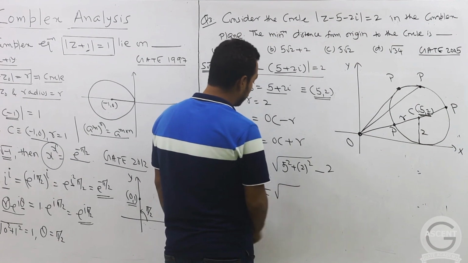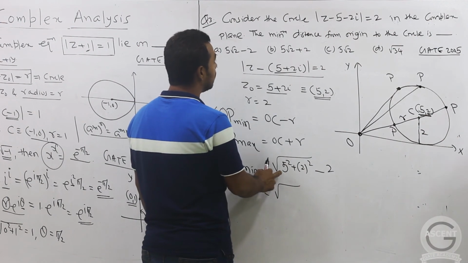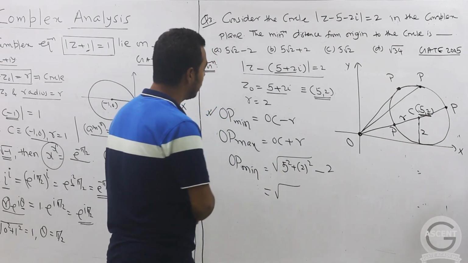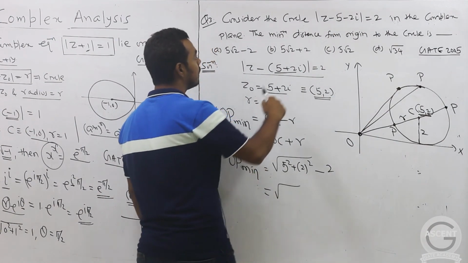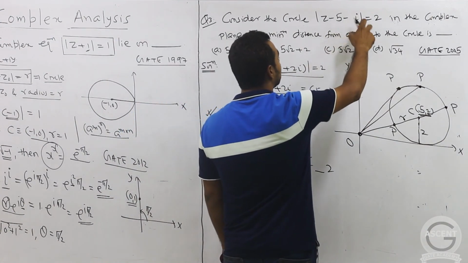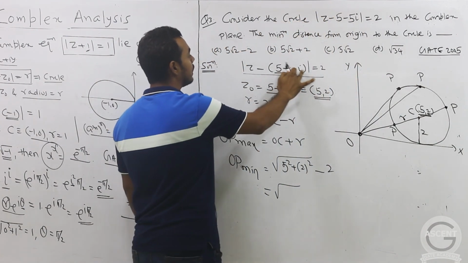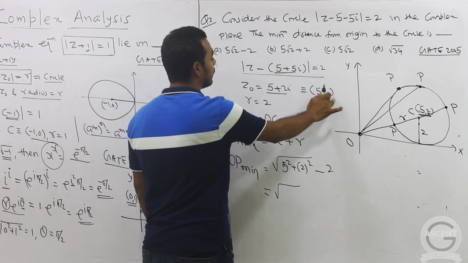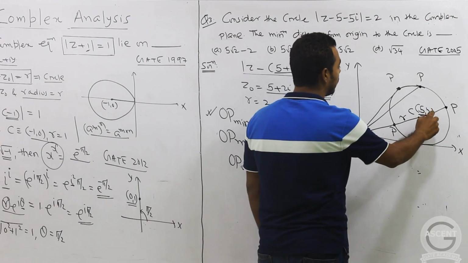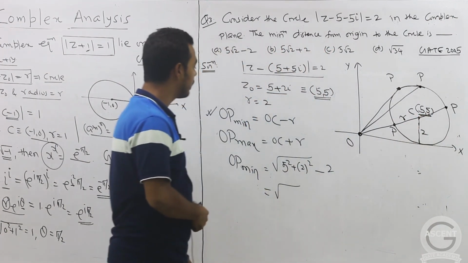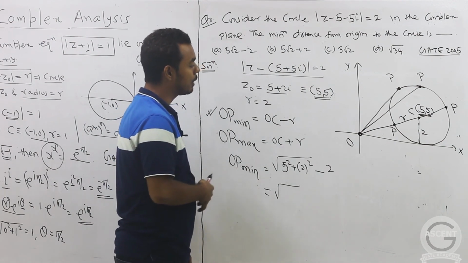This will give us root over 25 plus 4. I think I have made a mistake here. In the actual problem this was 5 iota. Okay, so do this correction. Here also you will get 5 iota. The coordinate, sorry, this will be 5. The coordinate of this point will be 5 comma 5, and in that case it will not touch the x axis, but that is not important here.